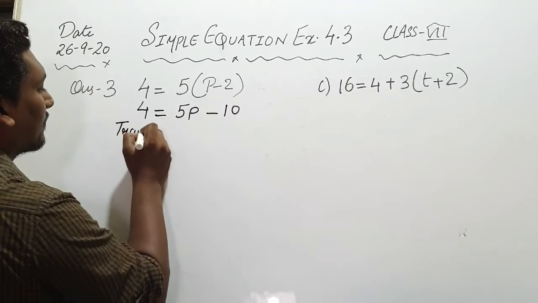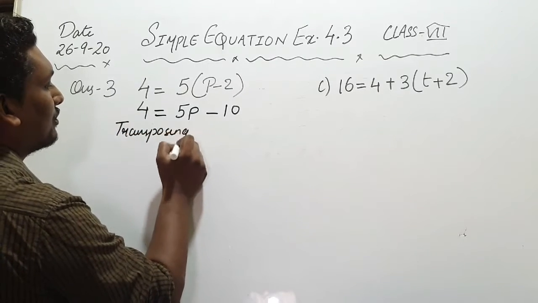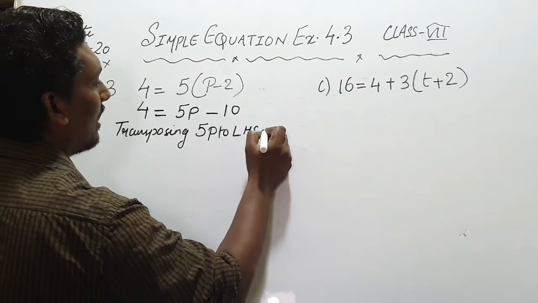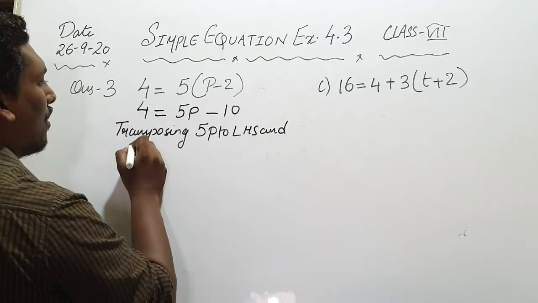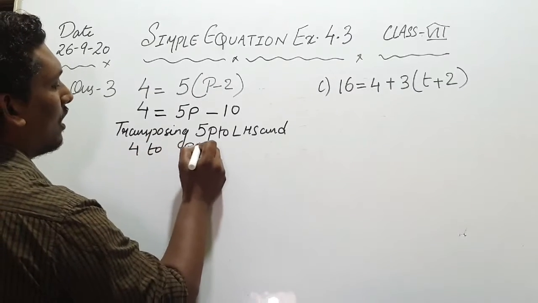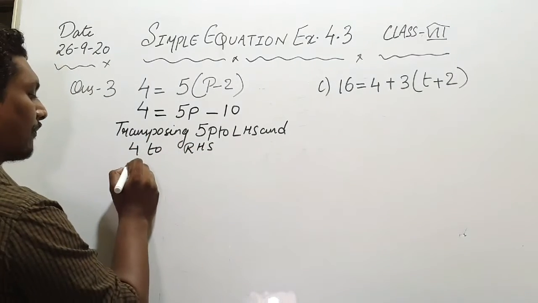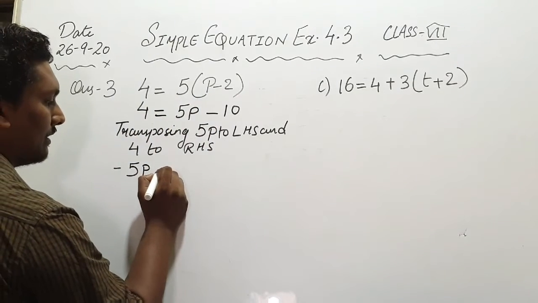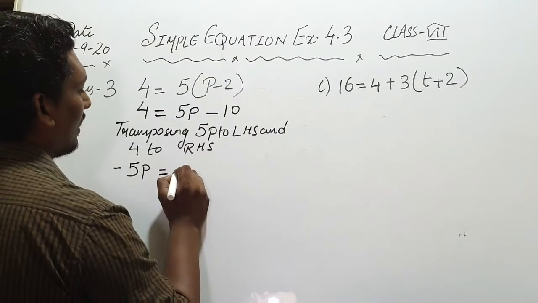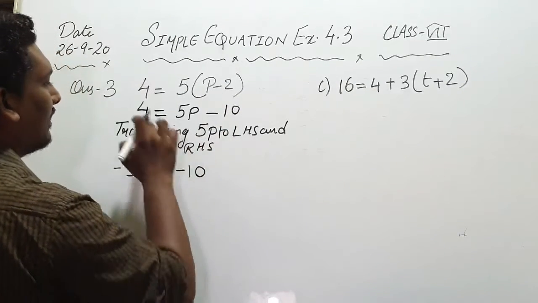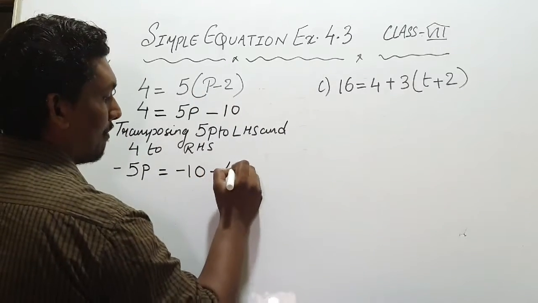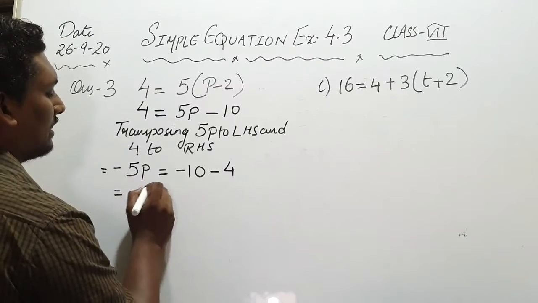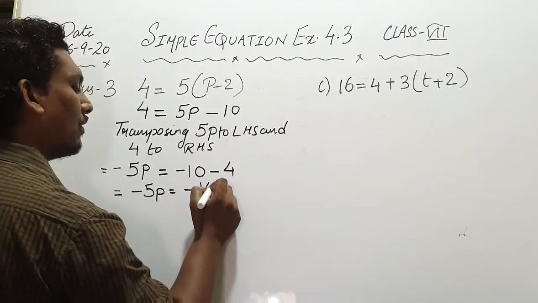So transposing 5p to LHS and 4 to RHS, it will be like this. When this plus 5p comes here, it will get minus 5p is equal to minus 10. First we have to write this, and when we shift this plus 4 to this side, it will get minus. So minus 5p is equal to minus 14.